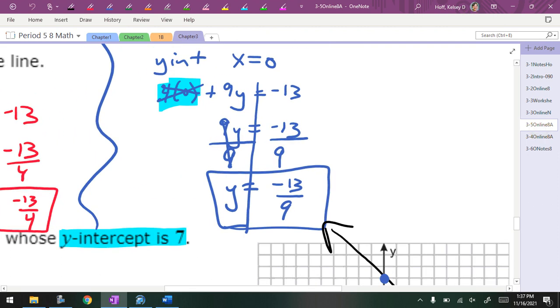But on a problem like we got yesterday of y equals negative 13/9, that would kind of suck to graph. Agreed? Yeah. So today I'm going to show you a process that will help you be more efficient. Okay?